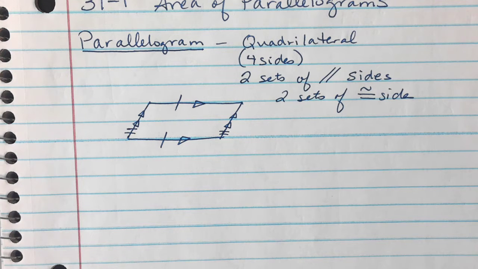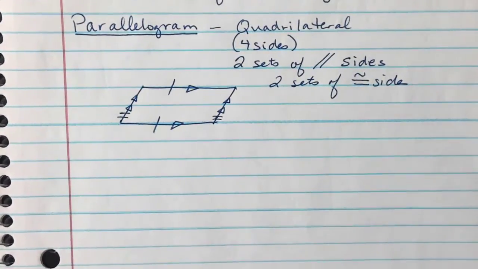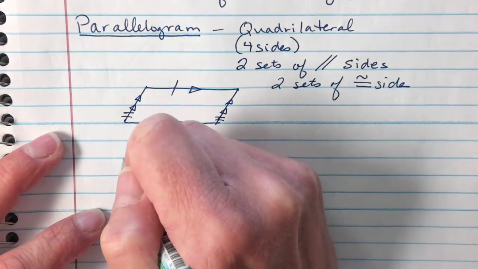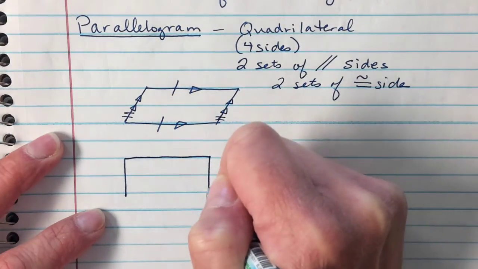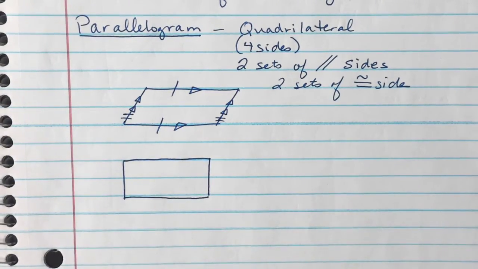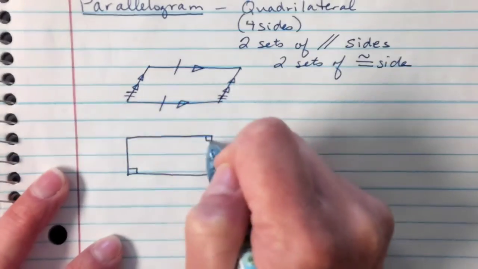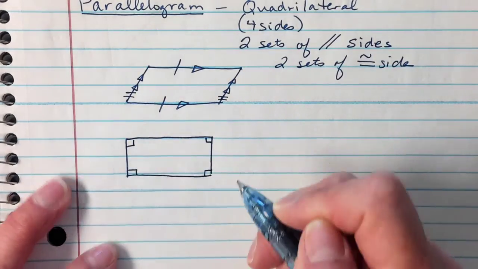So I want to talk about some other types of parallelograms because they don't always look like this. I could turn my paper and draw that parallelogram any which way I want. But there are other special types of quadrilaterals that also fit the definition of a parallelogram, and they have unique names. So let's draw this guy. Pretend I can draw perfectly because you guys know I can't. And I'm going to put in some marks here so that you know what I'm attempting to draw.